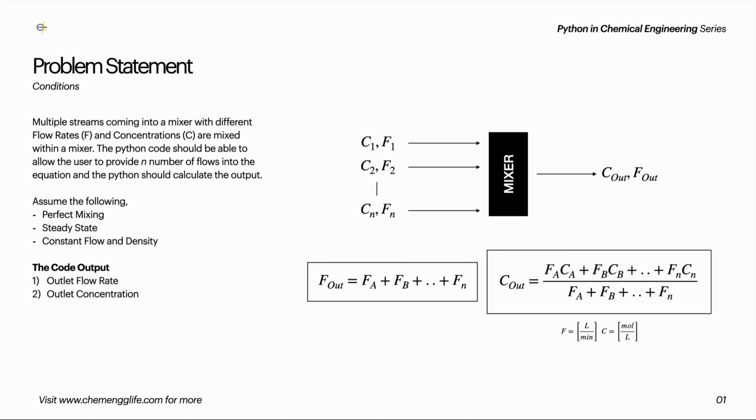So what we're aiming for in a Python code is that the user gets to decide how many streams they have, and we can use a loop setup where Python then automatically calculates the output for the n number of streams. So at the end of the day, the user does not have to manually write the data for each stream. And for the code, to make it very simple, we are going to assume the exact same as before: perfect mixing, steady state, and constant flow rate.